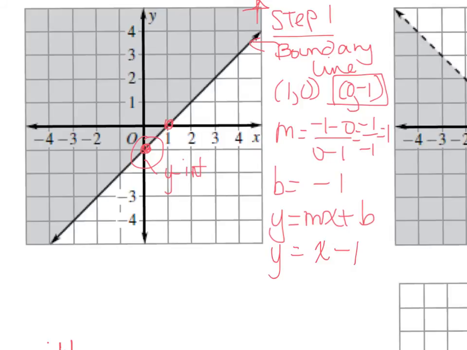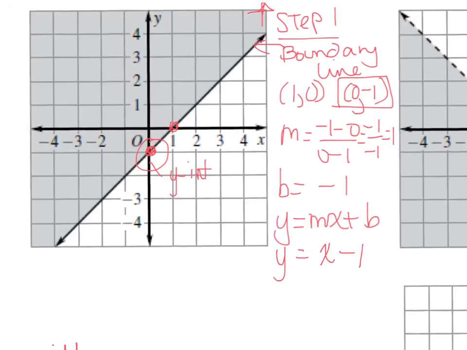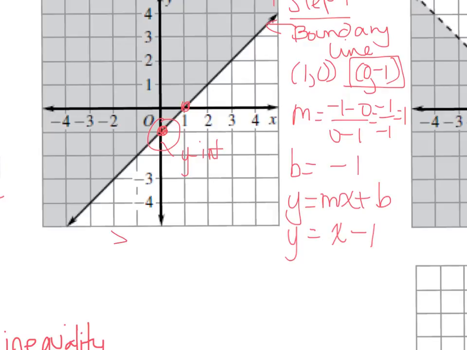Now, the inequality could be either greater than or equal to or less than or equal to because the boundary line is solid. I'm going to transfer this information over here. Draw a line down the middle to separate these two options. And we need to test the point. Again, I'm going to use (0, 0) because it's easier to work with. All right, test (0, 0).